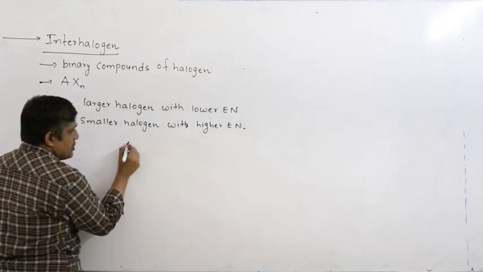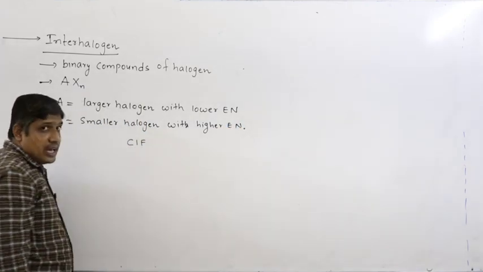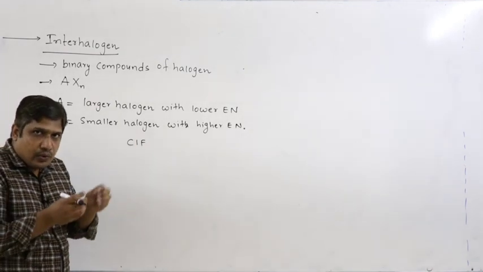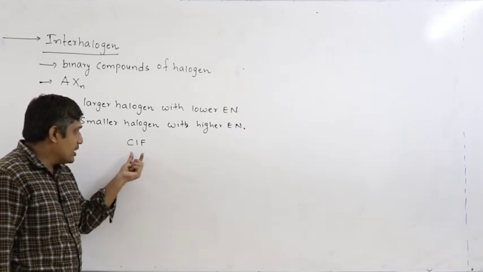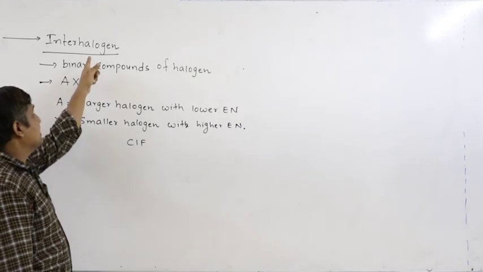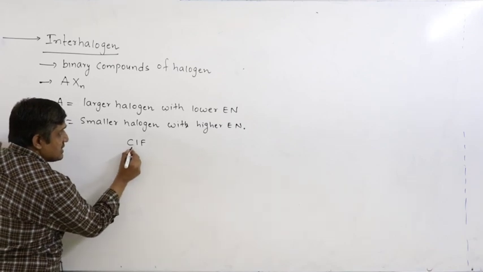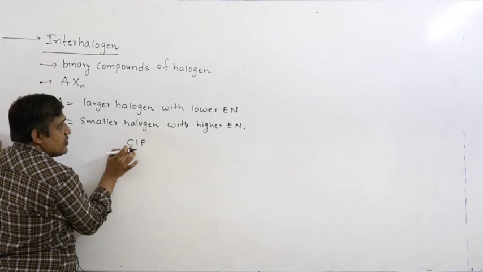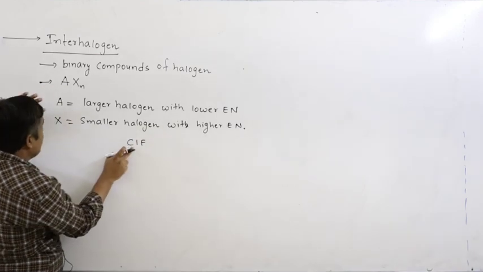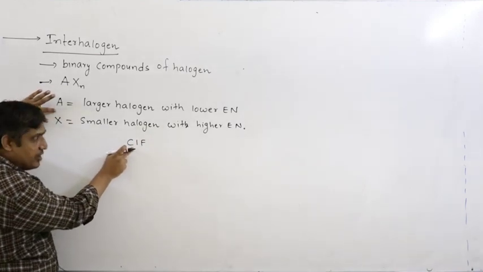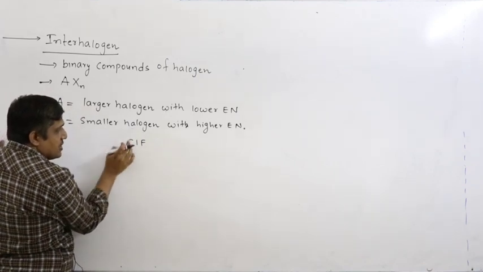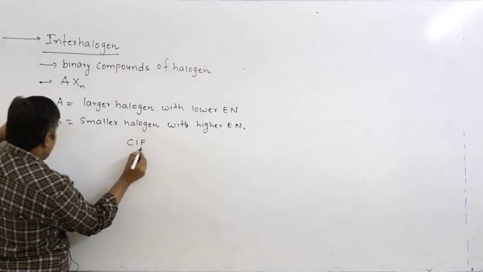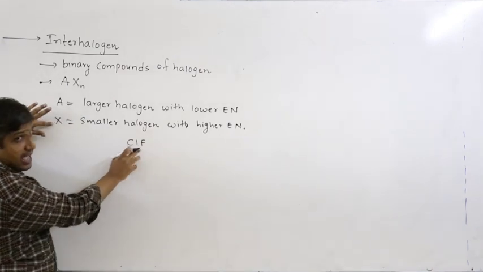So let us take one example, say ClF. Here chlorine is one halogen, fluorine is another halogen. So chlorine and fluorine combine to form ClF. I can call this binary compound an interhalogen. In this, chlorine is the larger halogen. Compared to fluorine, the electronegativity of chlorine is less. Therefore Cl is represented by letter A. F is the smaller halogen and it is more electronegative. So F is represented by letter X.